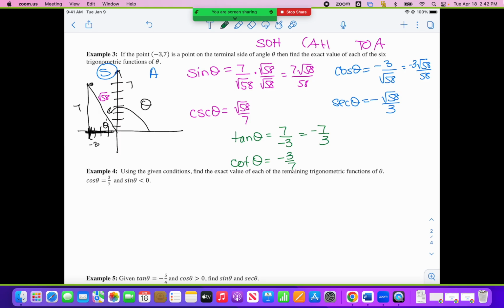All right, let's look at example 4 then. Using the given conditions, find the exact value of each of the remaining trigonometric functions of theta. So cosine theta equals 3 over 7, and sine theta is less than 0.